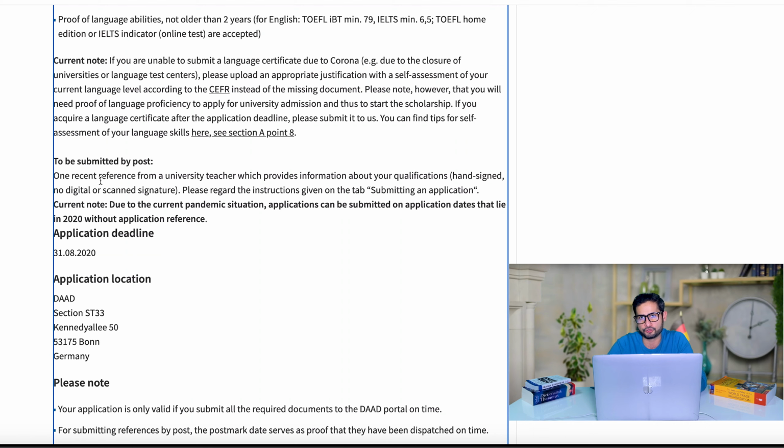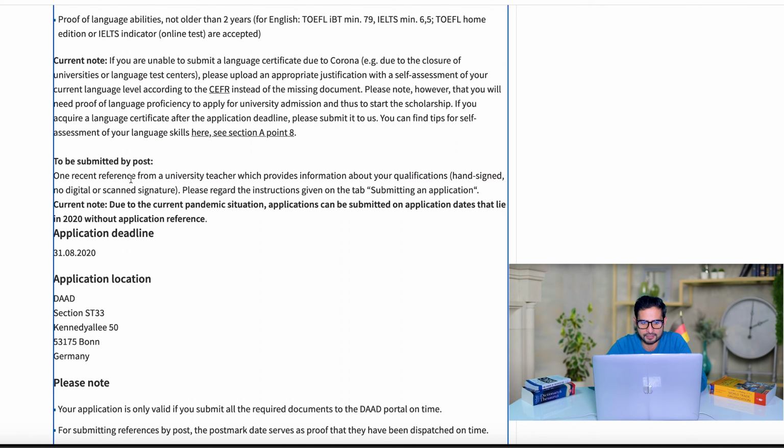Unlike Chevening or Fulbright, where you submit your application online, with this scholarship, or Germany in total, as I can see it now, there is a lot of official paperwork. Germany, that's the only thing which I don't like about Germany. You always need to submit original documents. You always have to go through a lot of bureaucracy for that scholarship program.